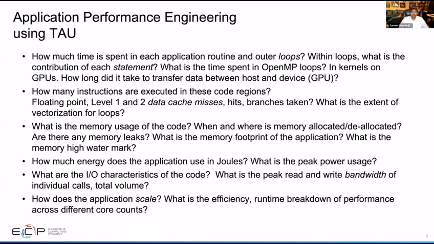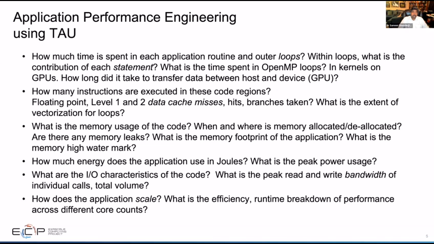Instead of time, you can substitute it with hardware performance counter data and see exactly how many instructions were executed, floating point instructions, level one, level two data cache misses, hits, branches, vectorization, memory usage of your code. You can measure the high watermark of the memory footprint of your application. And by the memory usage, I mean the stack, the heap, the data, text, and BSS, the elements that make up your process. And you can see what is the max value that is reached on every MPI rank.